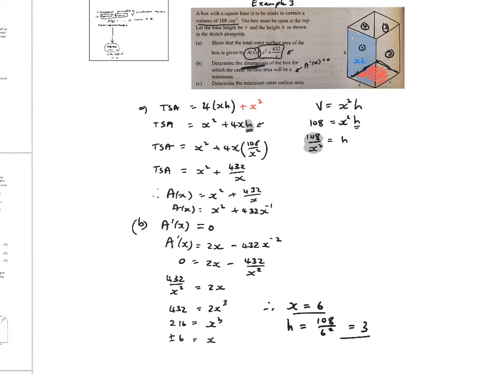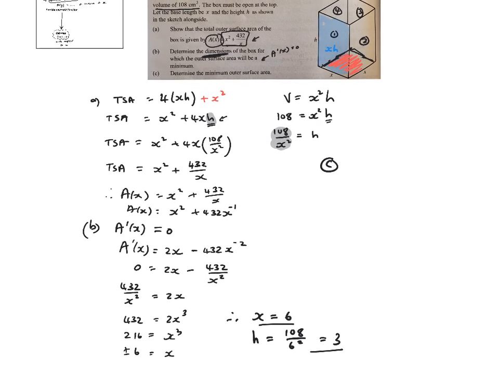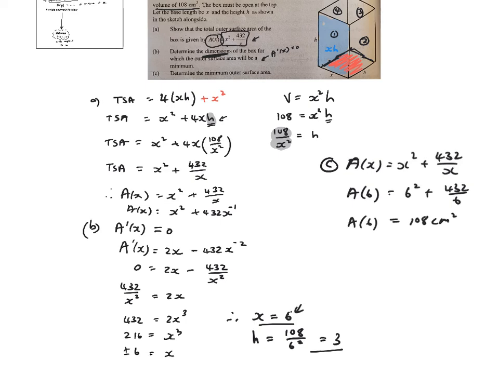Okay, and then last question, question C there. It says determine the minimum outer surface area. So remember the optimized equation, the total surface area, A of x is equal to, what was it again? x squared plus 432 over x. Right, and what is x in this case? x was 6, so A of 6 is equal to 6 squared plus 432 divided by 6, and therefore if you just move that all in your calculator, you're going to get 108 centimeters squared. Okay, so yeah, that's it.